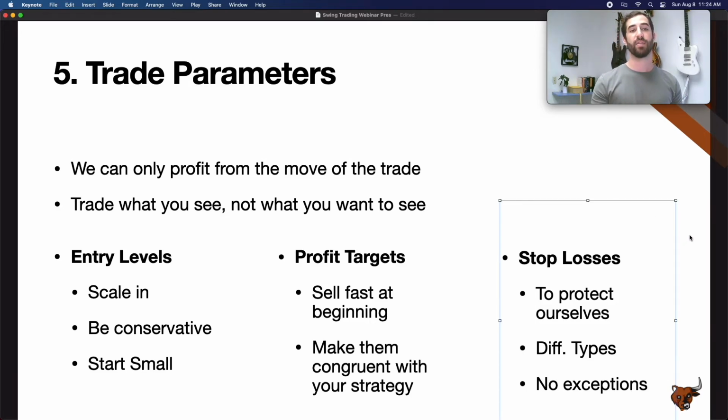Lastly, guys, there are no exceptions with our stop losses, okay? There are no exceptions. We never, ever, ever take a loss bigger than what we set out at the beginning, okay?